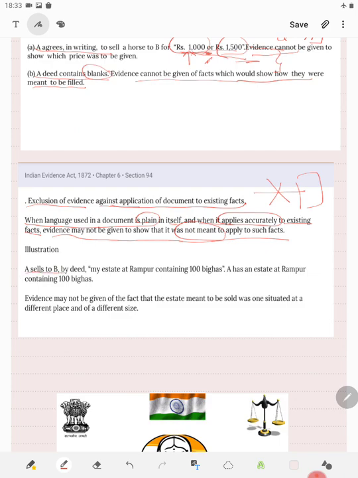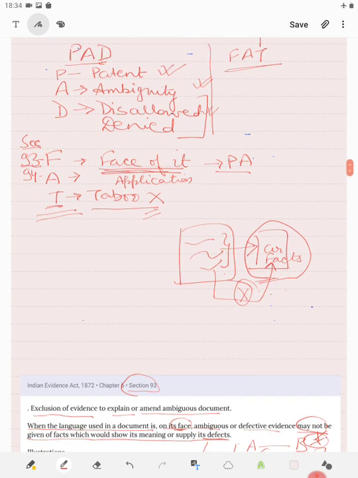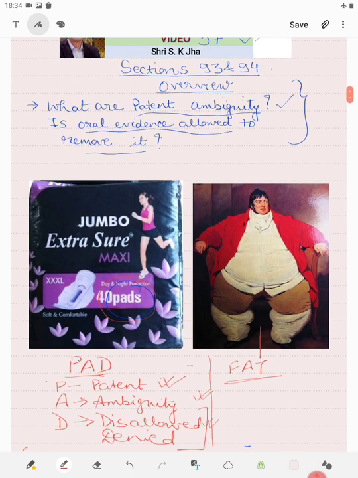So A sells to B by deed my estate at Rampur containing 100 bigha. Now A has an estate at Rampur and it contains 100 bigha. So in this case, A is selling to B and it totally applies to the existing fact, so A cannot later on say that no, I didn't mean Rampur as such, because it totally applies to the fact. So this is how we are going to remember the two sections, and these are about patent ambiguity.